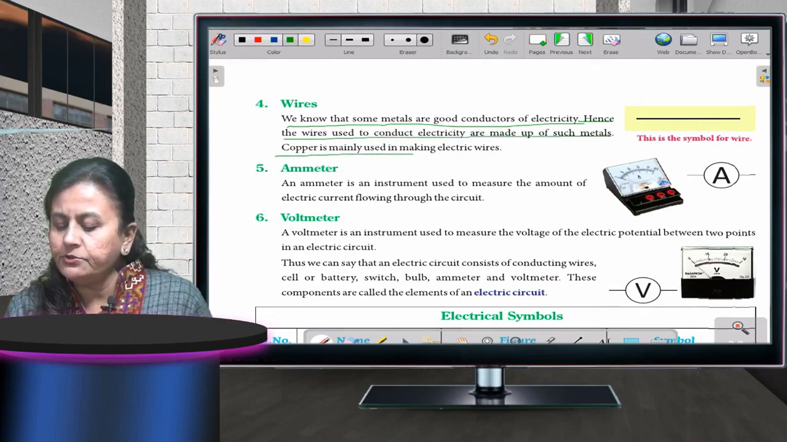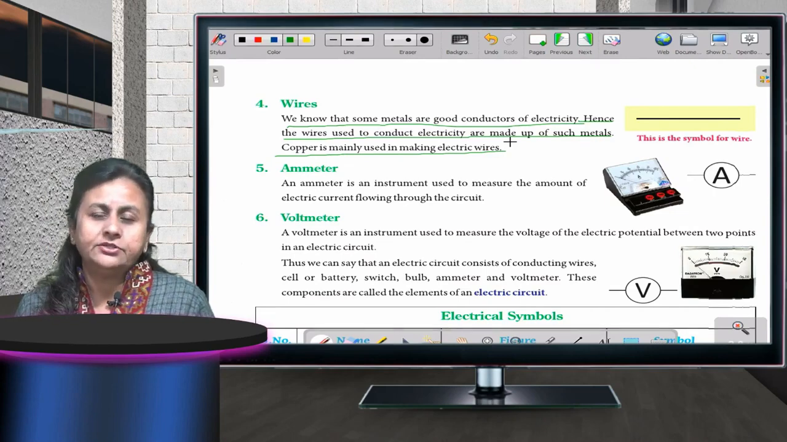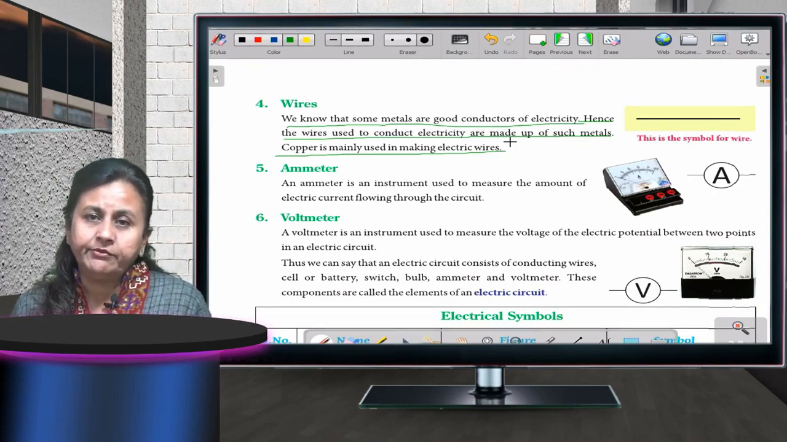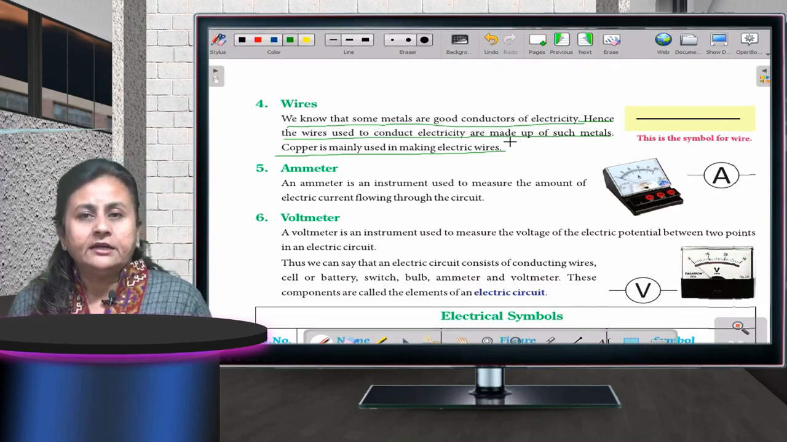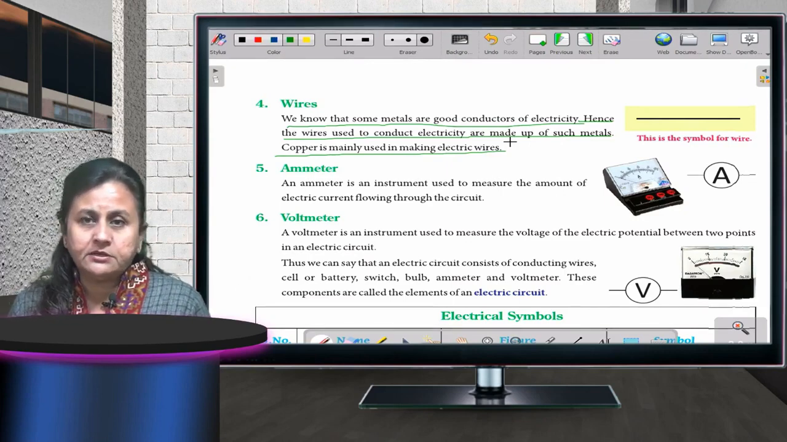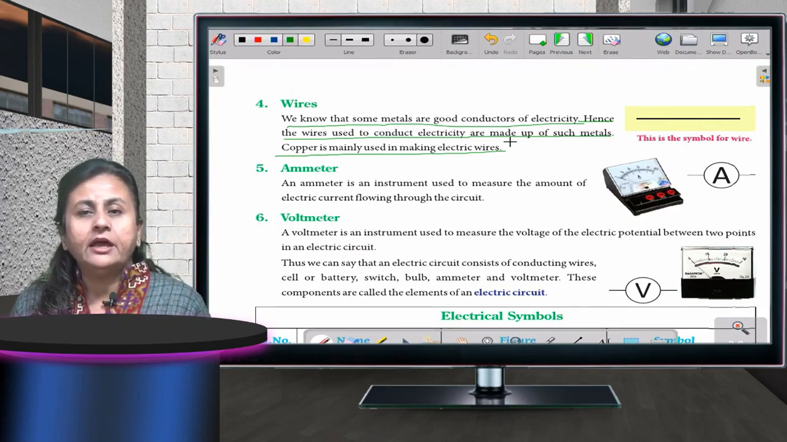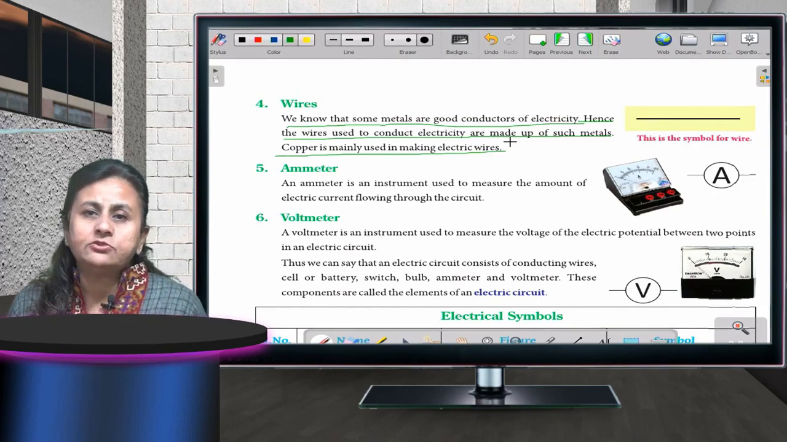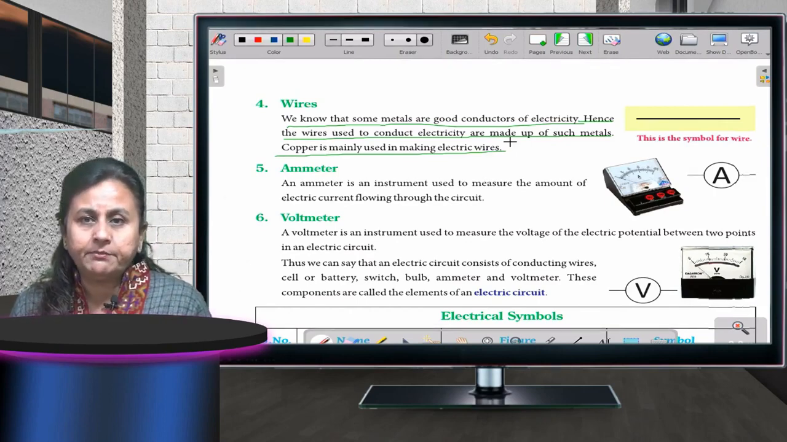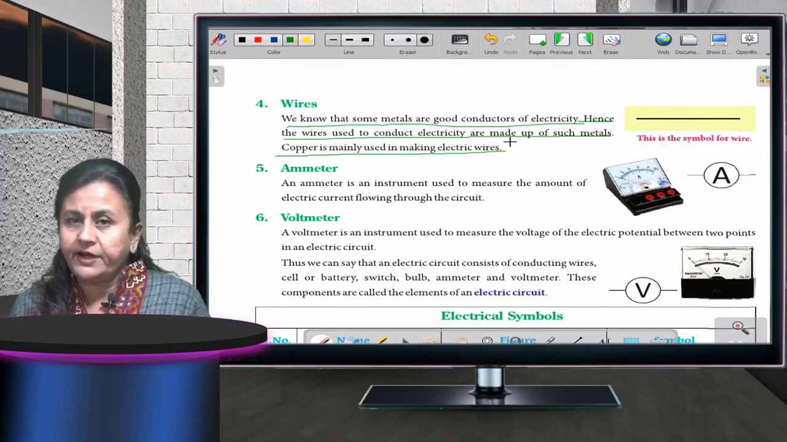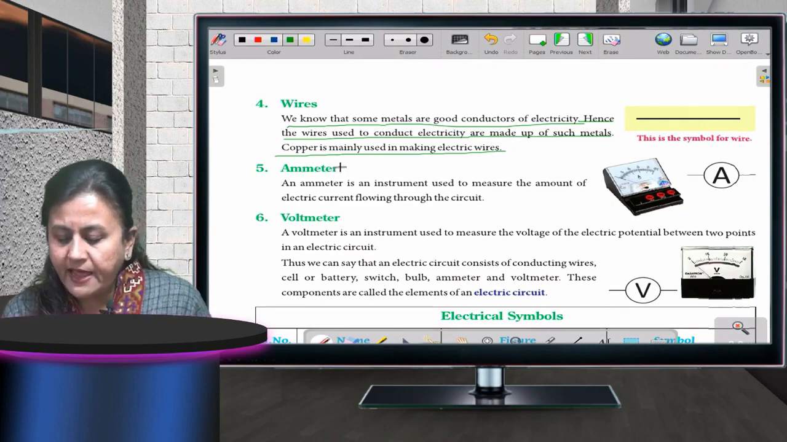Copper is mainly used in making electrical wires, children, because copper is quite reasonable also. Other elements and metals are also there which we can use for wires. But copper, being reasonable and a good conductor of electricity, is what all the electrical wires are mostly made up of. Fine. Now the next one is the ammeter.